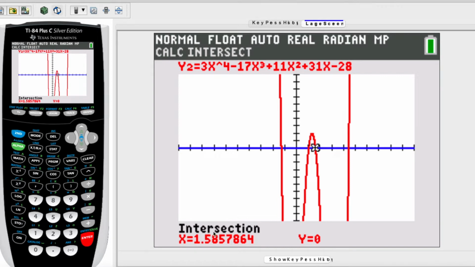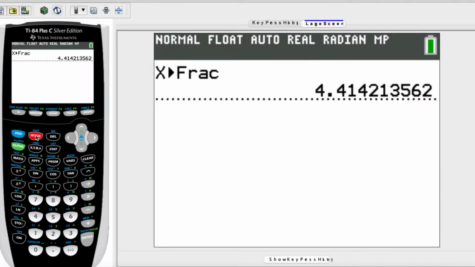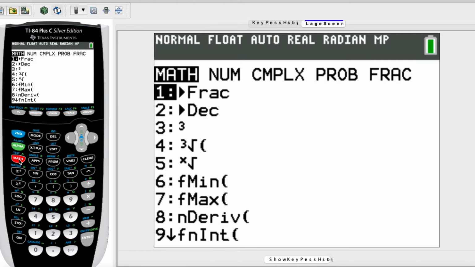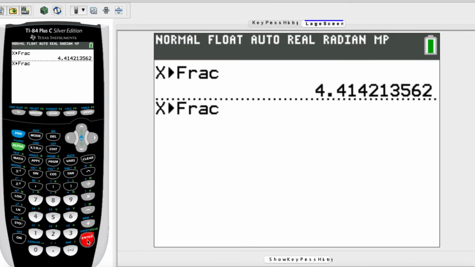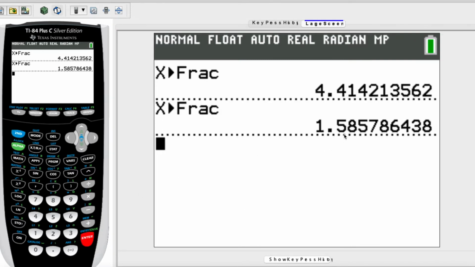Okay. So now, once again, they gave us a decimal that we don't really know if it's rational or irrational. So we're going to test it out by going to second, quit, and just going back to the home screen. Pressing X, because now this new value is stored for X. And then going to math, enter, enter. Okay, so once again, it wasn't able to convert it into a fraction.